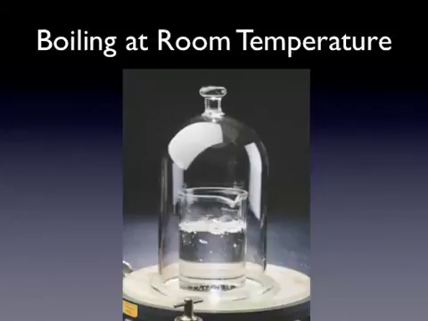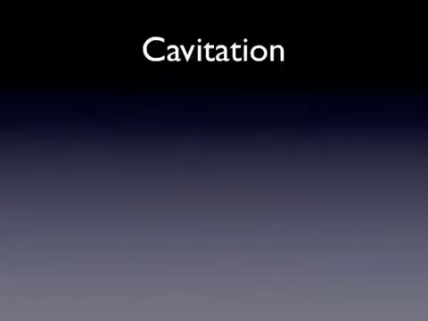And in fact, you can even get water to boil at room temperature if you were able to just drop the pressure really low around it. And here's an example of getting a liquid to boil just by reducing the pressure and not changing the temperature at all. This is interesting. We can also now talk about cavitation, which is an important problem that can occur with different machinery.